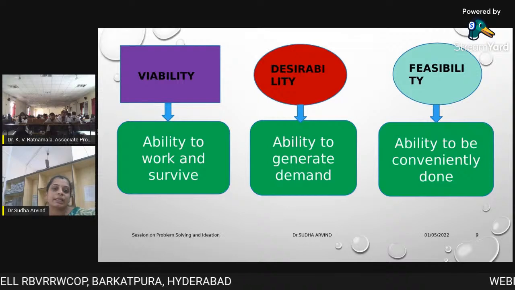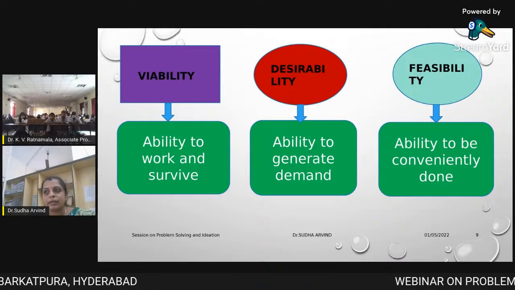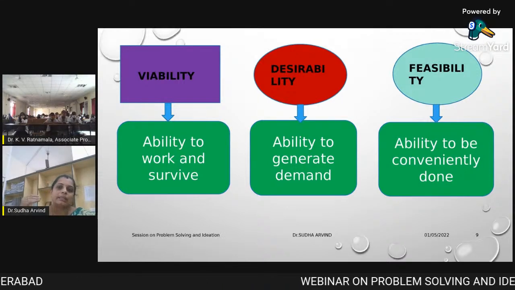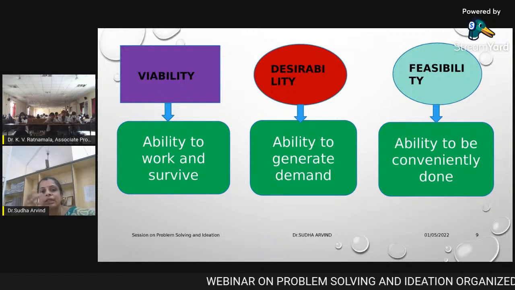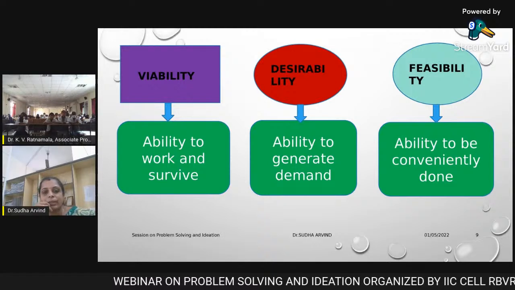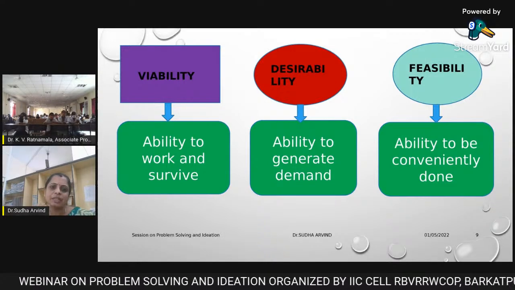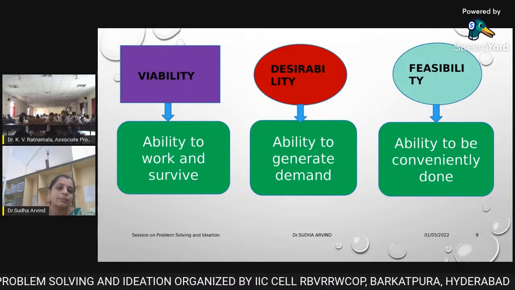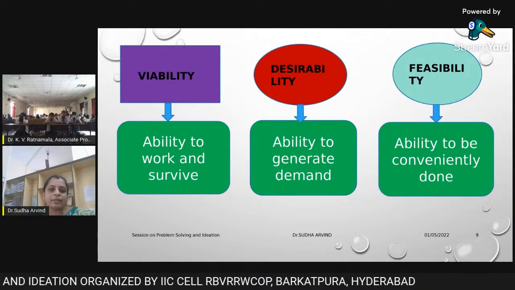So viability is the ability to work and survive. It should survive, right? Another service provider may release a product in the market, and if that is better than yours, then definitely everyone will switch to that product. So that is called viability.